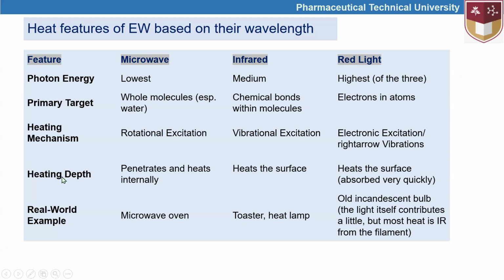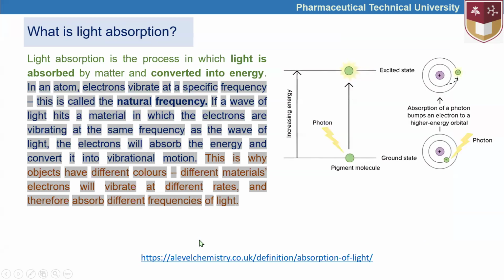And this is about heating depth. Microwaves penetrate and heat internally. Infrared heats the surface, and red light heats the surface as well, but is absorbed very quickly. Based on these properties, in the real world, microwaves are used in microwave ovens, infrared is used in toast heating lamps, and red light is used in old incandescent bulbs, but those bulbs emit infrared light as well. Okay.